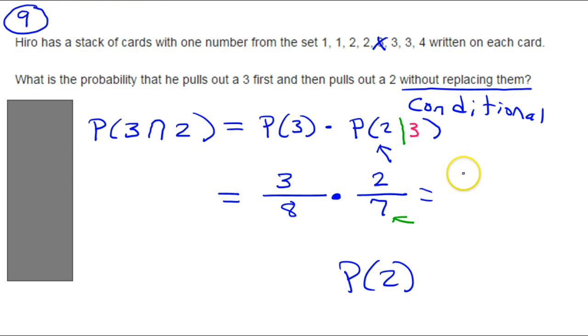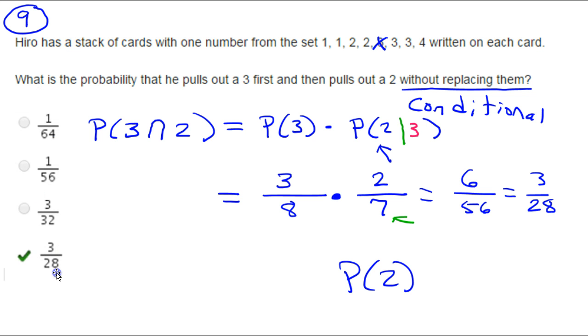3 times 2 is 6. 8 times 7 is 56. And this will reduce down to 3 over 28. And we can make that into a percent or decimal or something if they want us to. 3 out of 28 seems to be just fine.